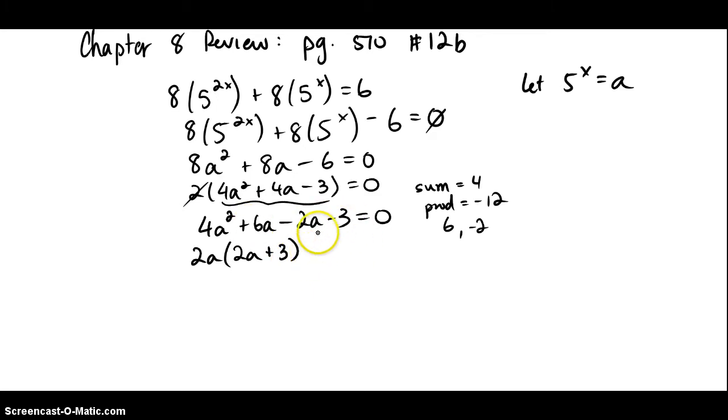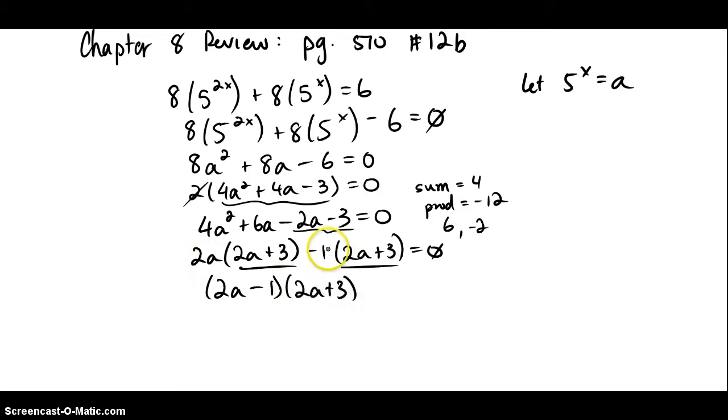Now here I can't take out anything in these two, so I just take out a minus 1, and I'm left with 2a plus 3. Again, these two should be the same. If not, you've done your factoring incorrect. So then I'm left with 2a minus 1, and I can factor out 2a plus 3 because they're common. So 2a plus 3 comes out, and I'm left with 2a minus 1 equals 0.